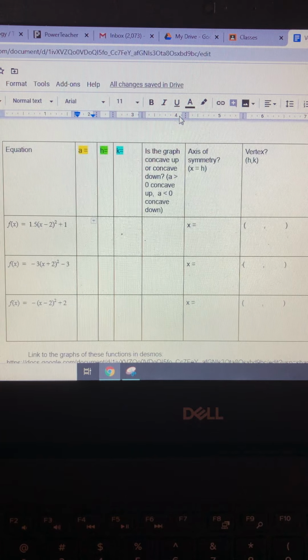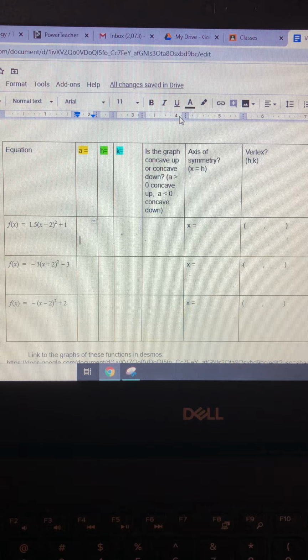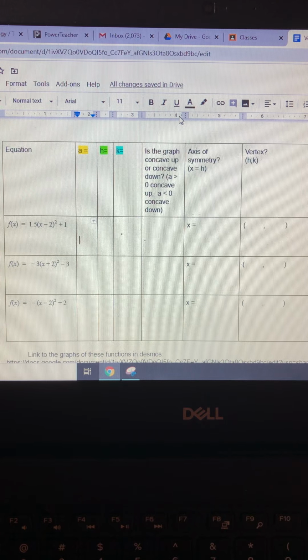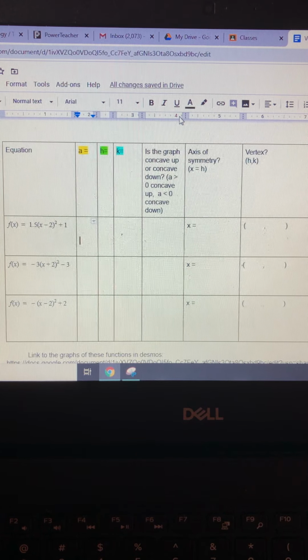So what I'd like to do now is take those basic concepts that we talked about, parabolas in vertex form, and put them into practice here. We're going to look at three equations of different parabolas, and we're going to identify whether or not each of those graphs would be concave up or concave down. We're going to identify each of their axis of symmetry and the vertex of each one. So let's look at our first example here.